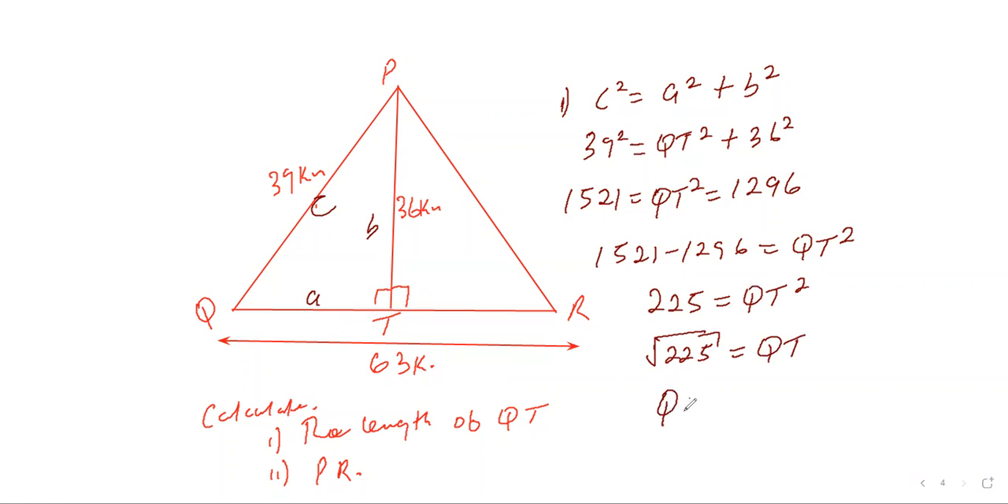Okay, what do we get for QT? 15. 15 kilometers, right? All right, so we have the first one already. Now, we want to do the second part of the question. There we go. Later, I'll send something for you in the WhatsApp group to do, all right?